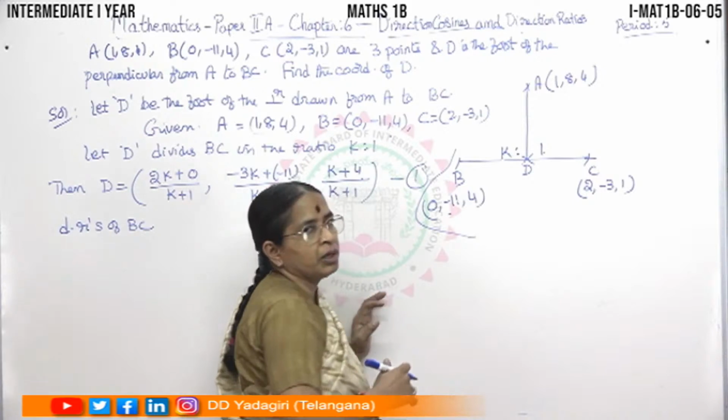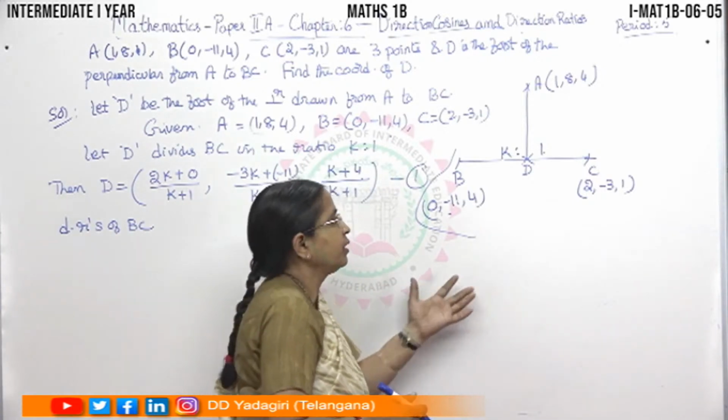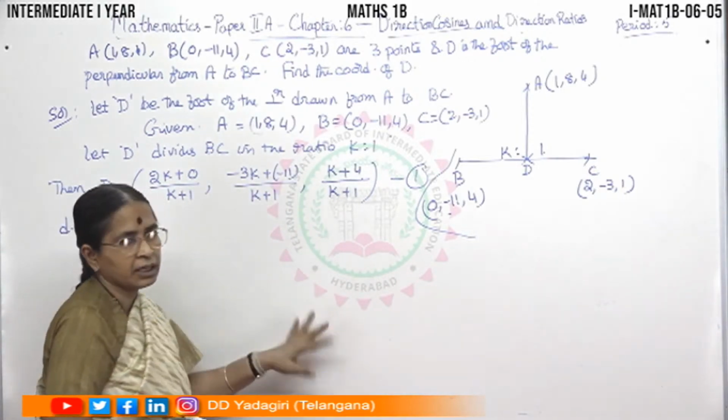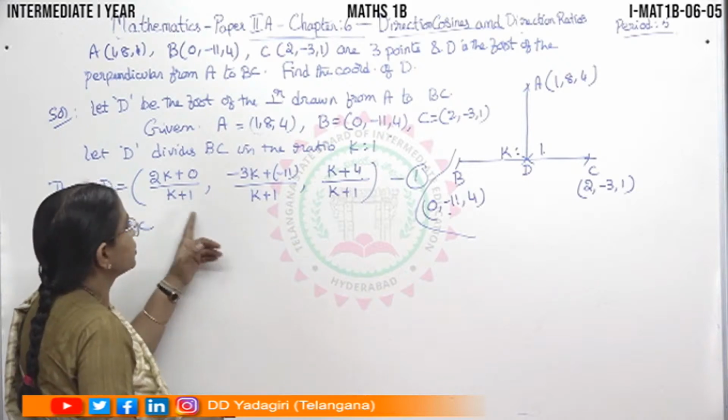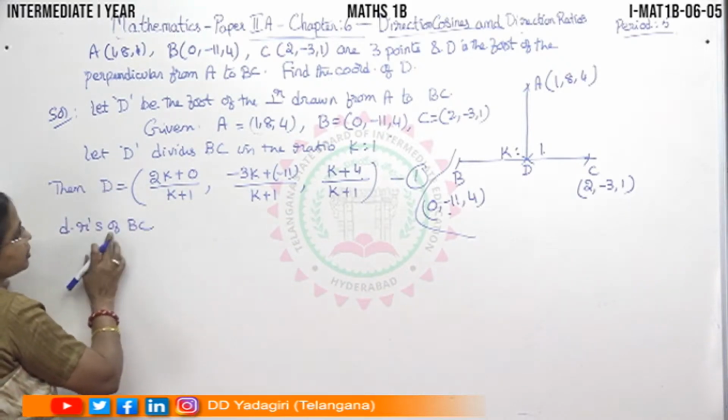And then we have the formula a1a2 + b1b2 + c1c2 = 0 because they are perpendicular. So using that formula, by substituting, you'll get k. After getting k, again you substitute in this. You will get the coordinates of D. So that is the procedure.